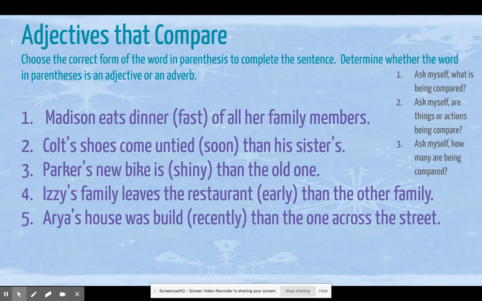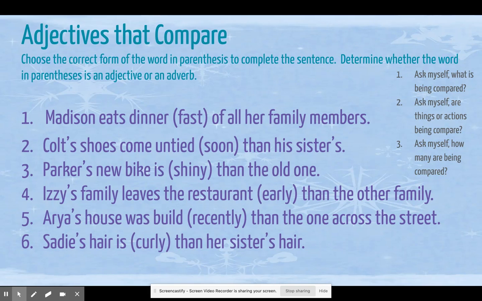Then we are looking at how many are being compared. We're comparing Aria's and the one across the street, so 2. That means we add more to recently. Recently ends in ly, so we have to add more to the beginning of it.